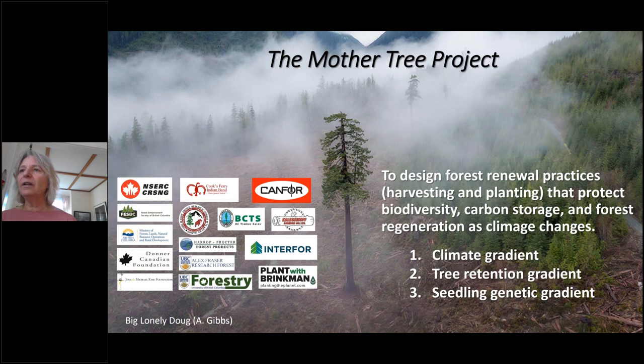One is a climate gradient. Second is retaining these old trees. We call them mother trees because of their nurturing capabilities. It's more of a colloquial name than a scientific name, but that's what we call them. And thirdly, we wanted to look at a seedling genetic gradient. So as climate changes, do we assist migration of certain genotypes so that they're better adapted to the future climates? I'll explain how we incorporated all these three things in our design.